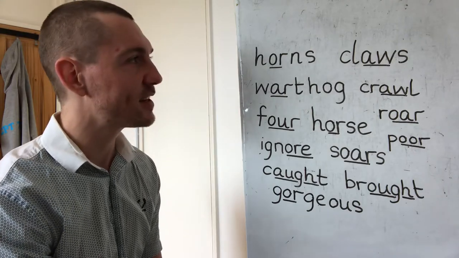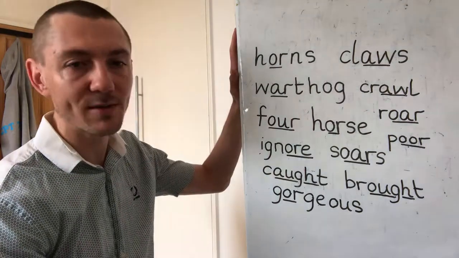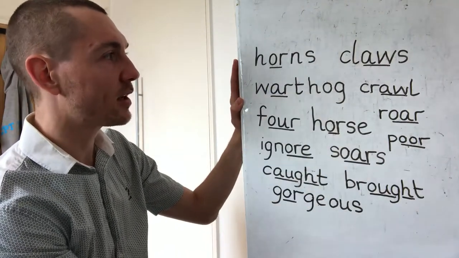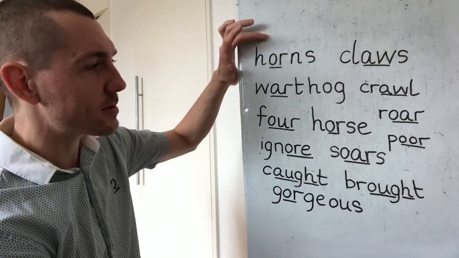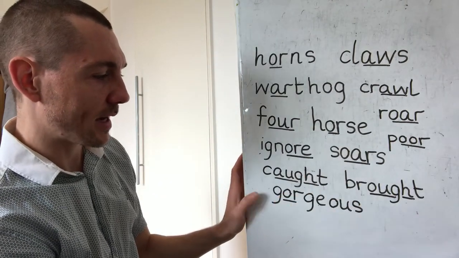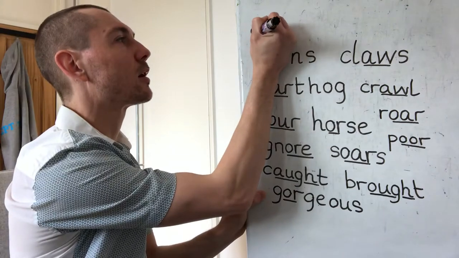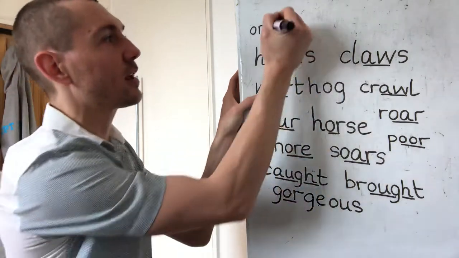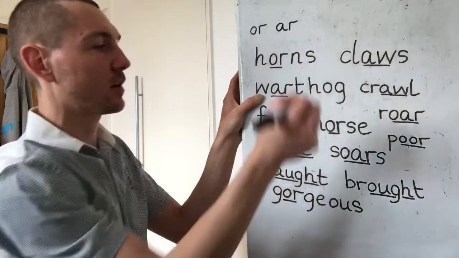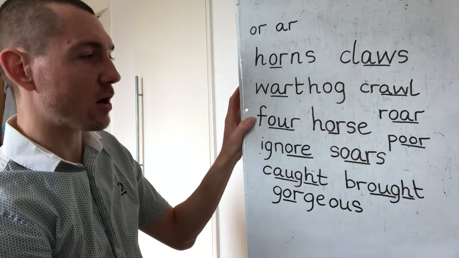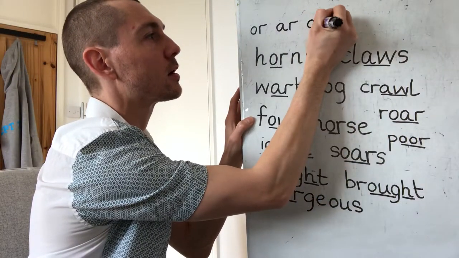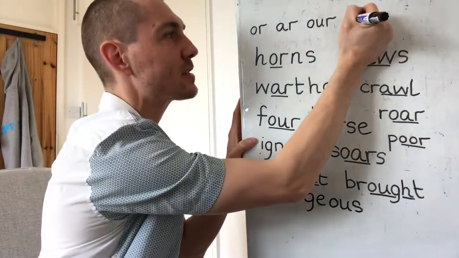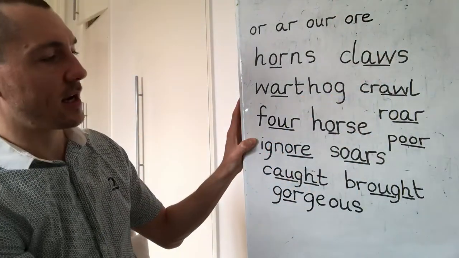Good, well spotted. So let's have a look, let's review the sound spellings that we've got for or in that piece of writing. We've got the O-R spelling of or, as in horns and horse and gorgeous. We've got the A-R spelling after the W sound in warthog. We've got the O-U-R spelling in four, the number four. We've got the O-R-E spelling in words like ignore.